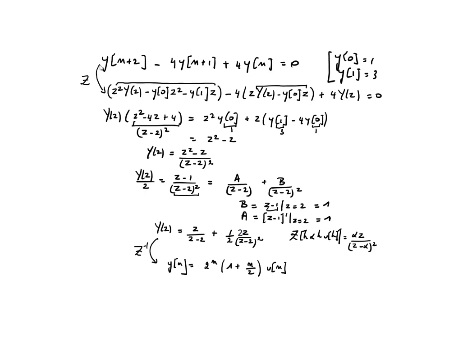And now we can check if we meet the initial condition. So y0 is equal to 2 to the power 0, that's a 1, and y1 is equal to 2 times (1 plus a half), and that is indeed equal to 3. So now we are ready. Check. We have something that meets the initial conditions.